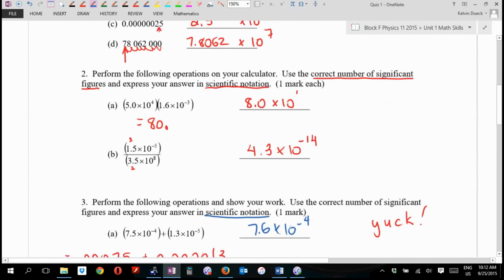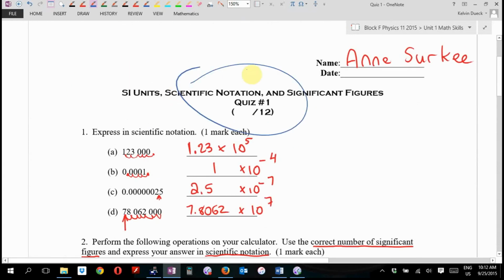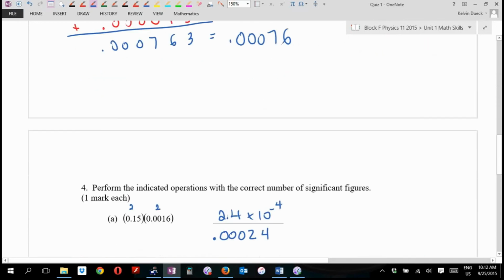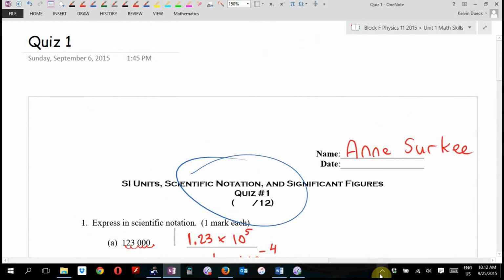Is that it? That's it. Can you give yourself a lovely score at the top of the page out of 12, please? At the bottom, if you want, you can put marked by and your name. That's a lie. Some of you actually were going to write that, really? I know you marked your own.